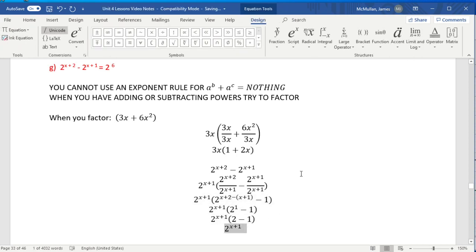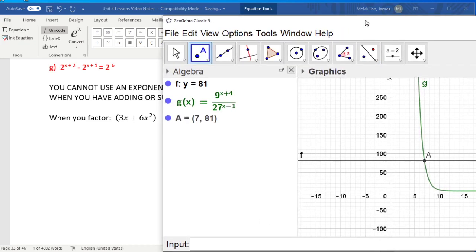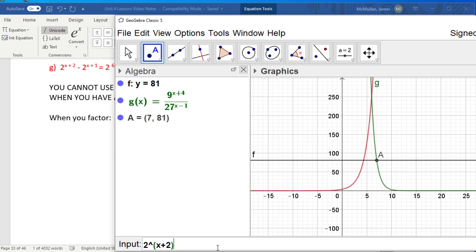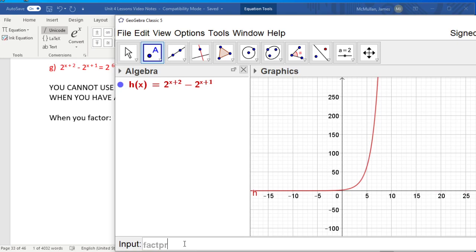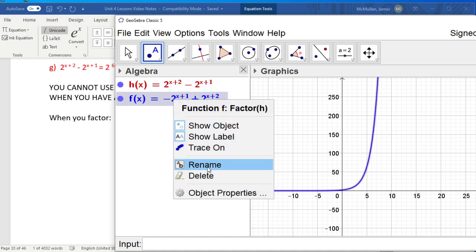Now that is a very, very strange idea. Think about what I just did. I took this subtraction, and when I factored it, I just got the 2 to the x plus 1 with nothing else, right? Very odd. Let's graph it so you can see what I'm talking about. So here's 2 to the power of x plus 2, take away 2 to the power of x plus 1. Now again, let's have GeoGebra factor. It actually isn't very good at this. It doesn't know how to do it, so we have to learn how to do it.